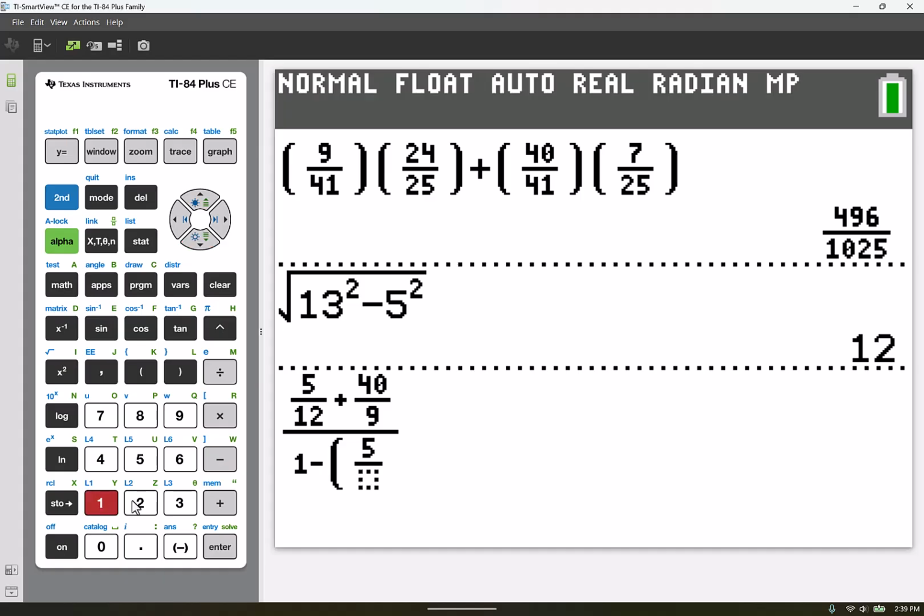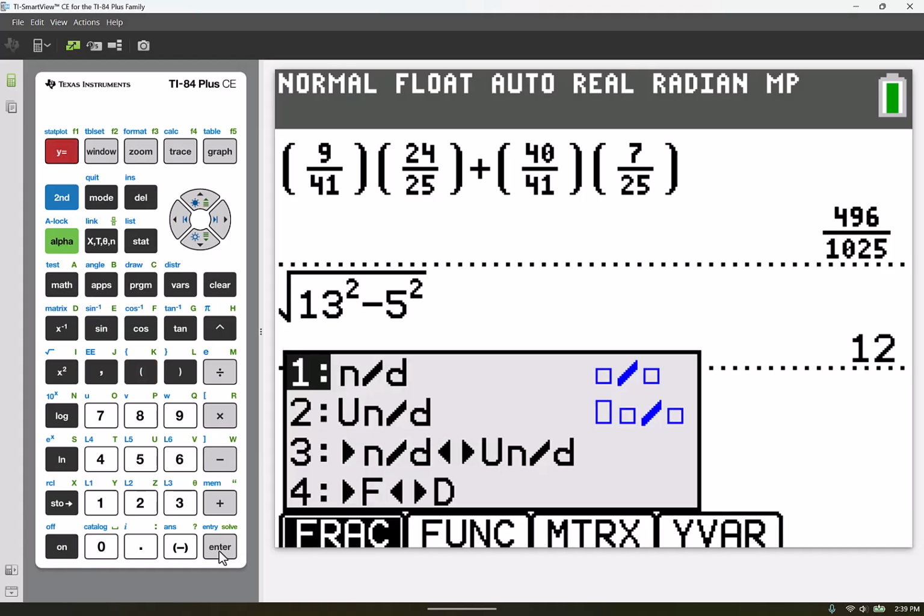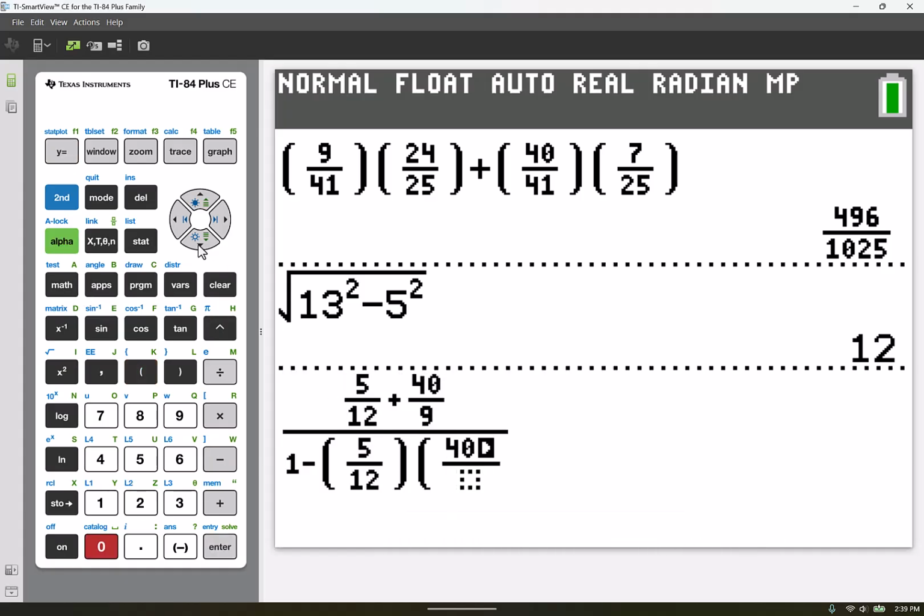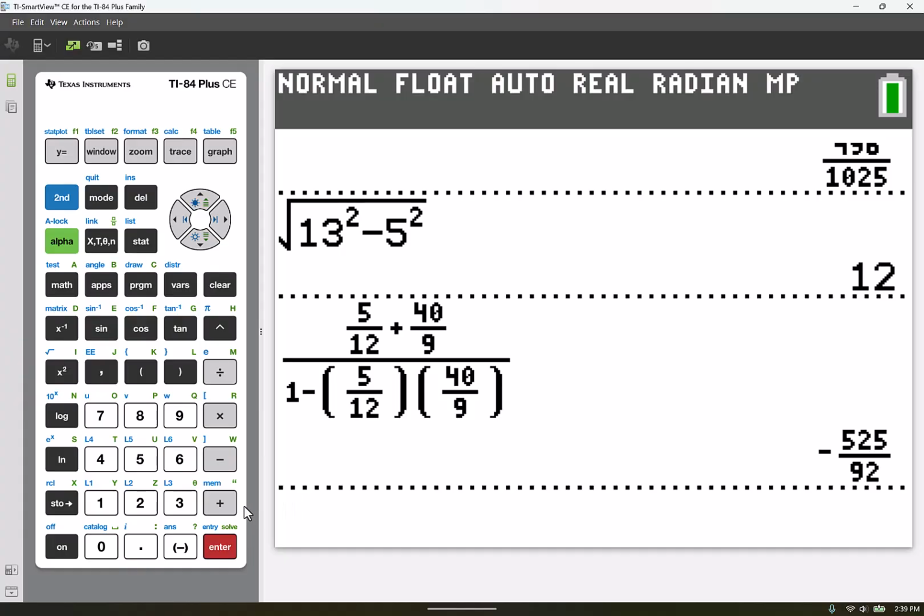Make sure the format looks like this, guys, or else the calculator's not going to give you that pretty format. Open, and then 40 over 9. If you did everything correctly, the calculator should leave the format the same. And look at that. It's negative 525 over 92.